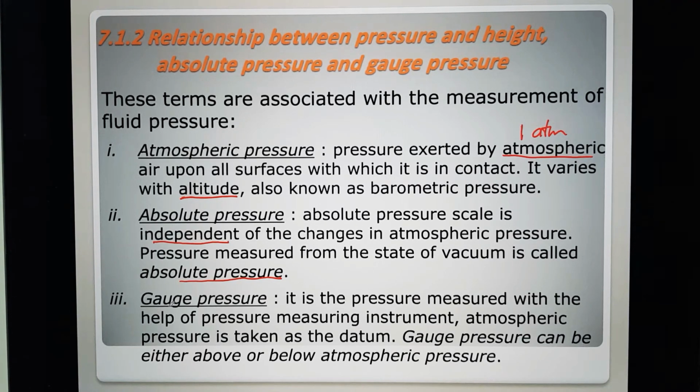Then we have gauge pressure. The third one is gauge pressure. It is the pressure measured with the help of a pressure measuring instrument. When we talk about gauge pressure, we need to rely on the instrument. Atmospheric pressure is taken as the datum. When we talk about datum, datum always refers to the reference, the reference of the pressure. Gauge pressure can be either above or below atmospheric pressure.